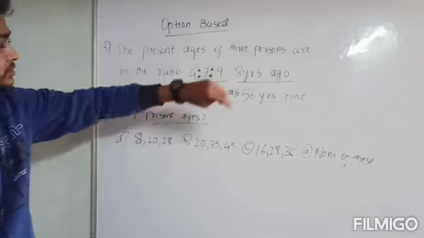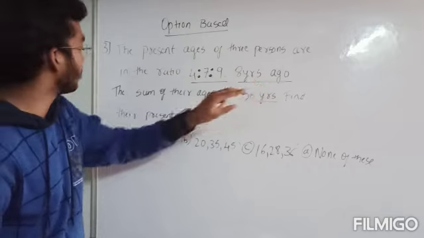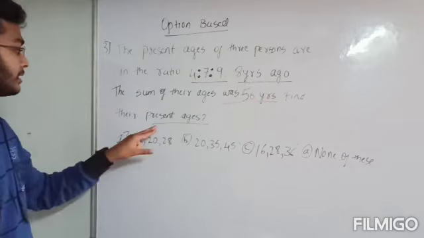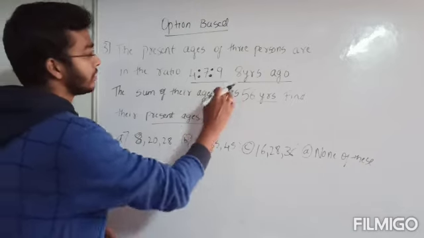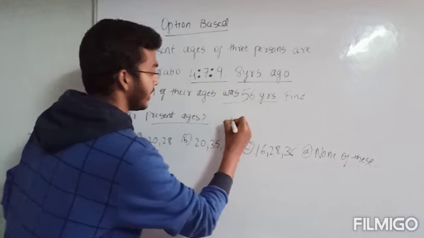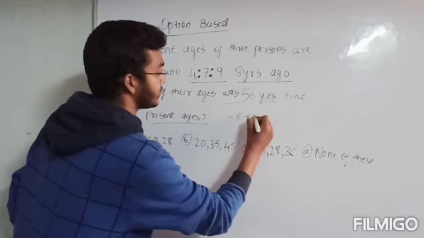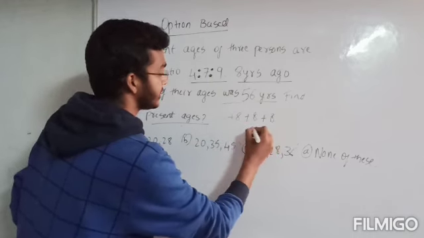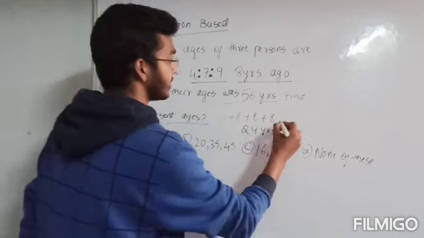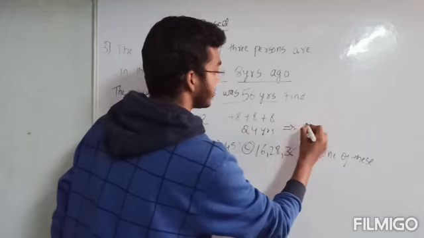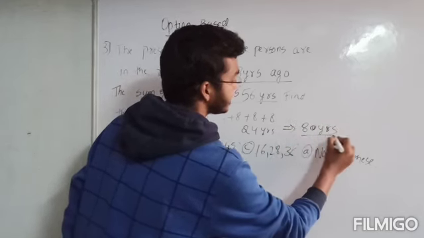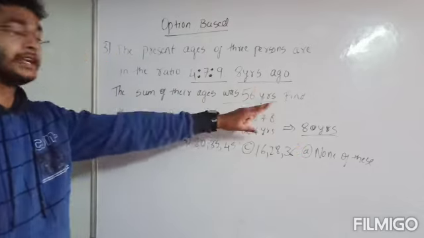Forget about the ratios, just look at this trend. 8 years ago, the sum was 56. Then what will be the sum in the present ages? So going forward for the 8 years, for all the three persons, it will be 8 plus 8 plus 8, that is equal to 24 years. So if we add 24 years to the total, that is 56 plus 24, it will be equal to 80 years. So at present, the sum of their ages will be 80 years.